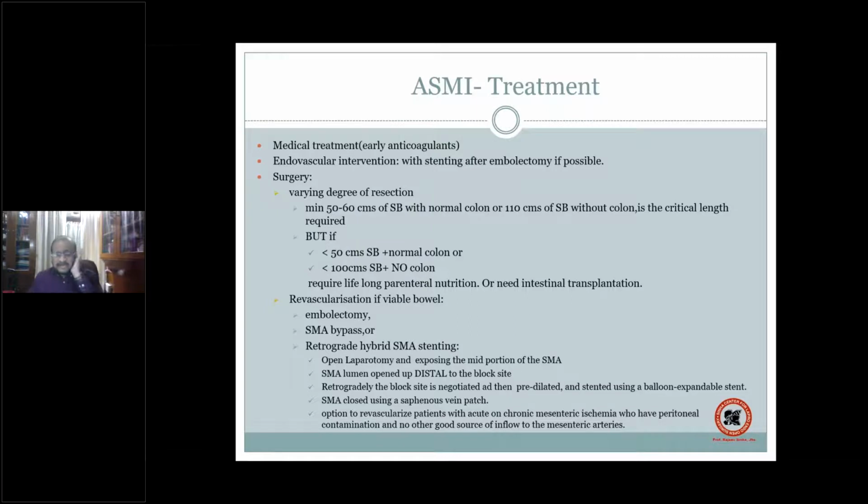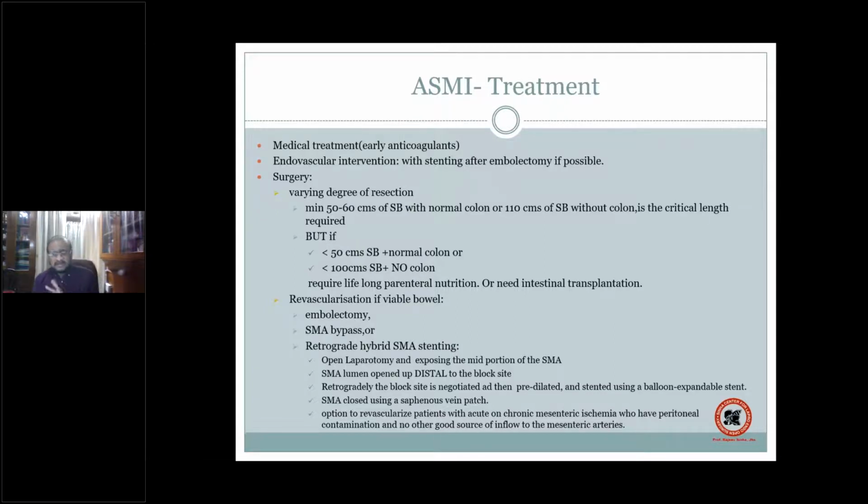But if there is less than 50 centimeters of normal colon, or less than 100 centimeters with no colon, these patients would have to be on lifelong parenteral nutrition or home parenteral nutrition, or they may need a transplantation. So when you're going for any kind of excision, of course you have to do what is necessary, but then at the table itself you decide what help this patient is going to require in the post-operative phase, based on the amount of intestine you have left behind.